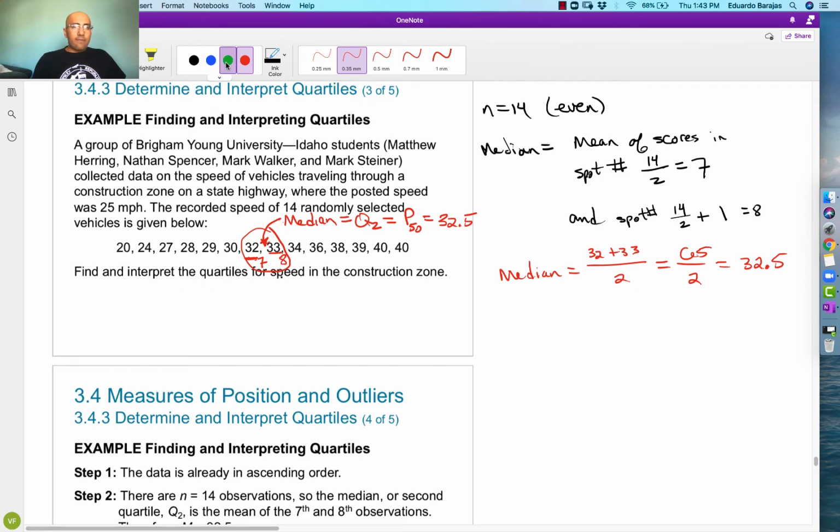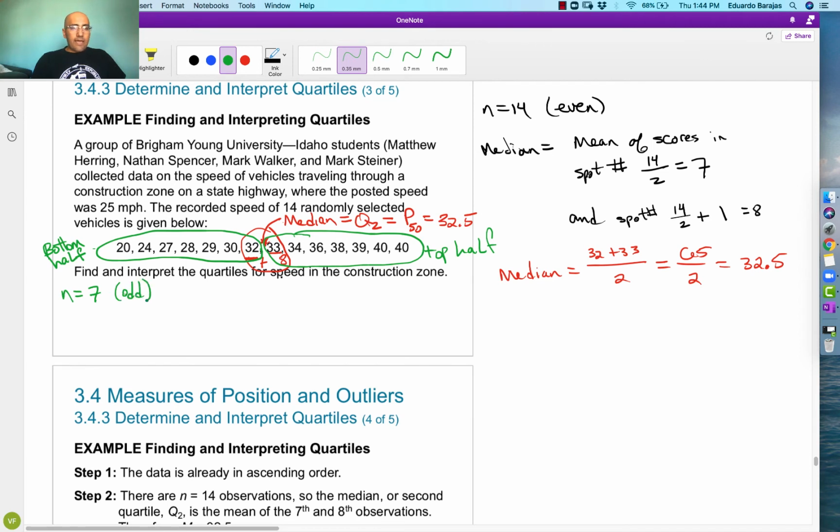Once we've established that the median goes right there, we focus on the bottom half and the top half. These numbers here are now going to be the bottom half, including this 32 because it's to the left of the median. And including this 33, this over here is going to be my top half. In the bottom half, I have 1, 2, 3, 4, 5, 6, 7 values. That means that n is odd.